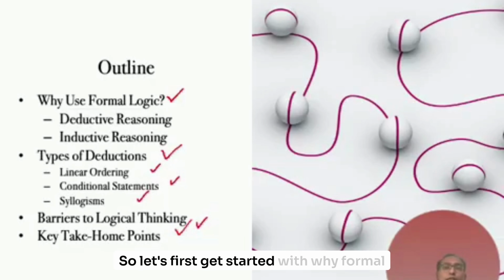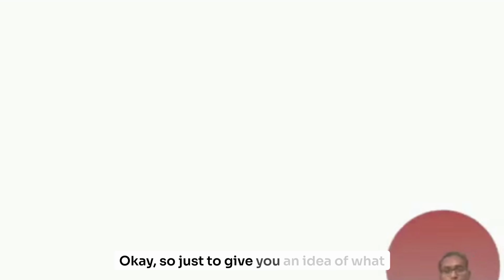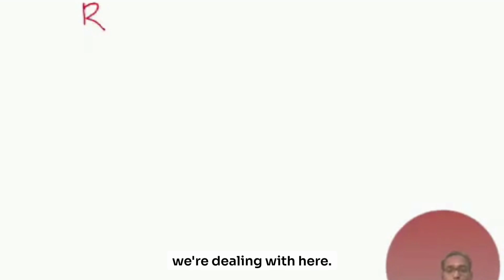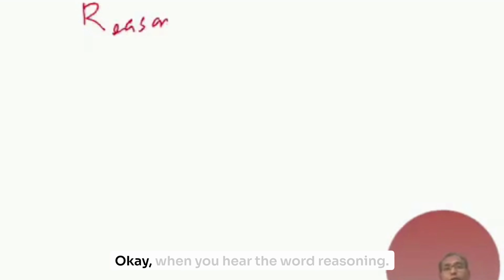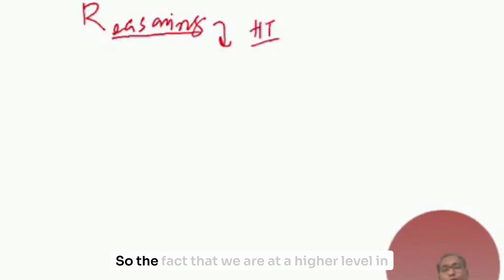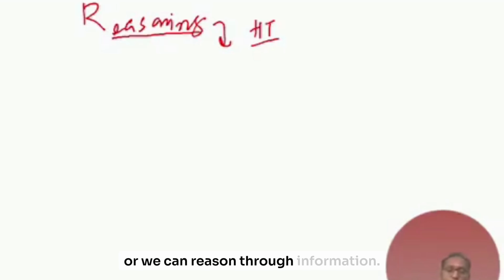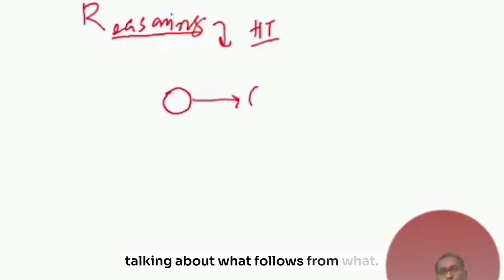So let's first get started with why formal logic and what it is. Okay, so just to give you an idea of what we're dealing with here, we're talking about reasoning. Now when you hear the word reasoning, this is the hallmark of human thinking. The fact that we are at a higher level in evolution is because we can think reasonably or we can reason through information. Now, what is reasoning? In a more colloquial fashion, reasoning is talking about what follows from what.